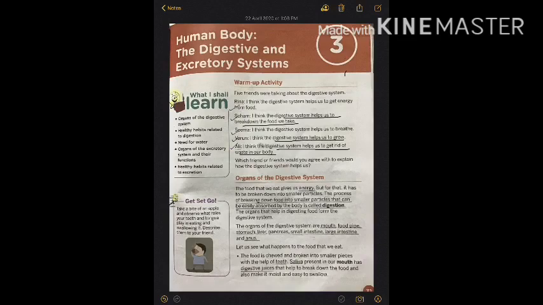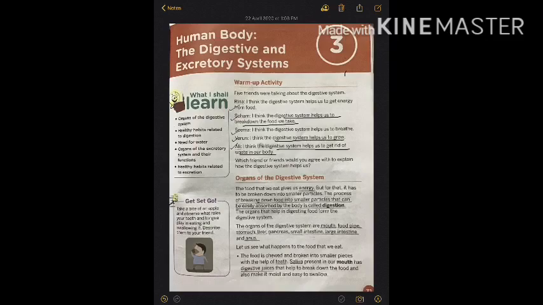Digestive system helps us to get rid of waste from our body. Also, after all the nutrients are absorbed from the food, the remaining part, which is a waste, is thrown out of the body with the help of digestive system. Okay, so these are the 3 main functions of digestive system. Very important system of our human body.